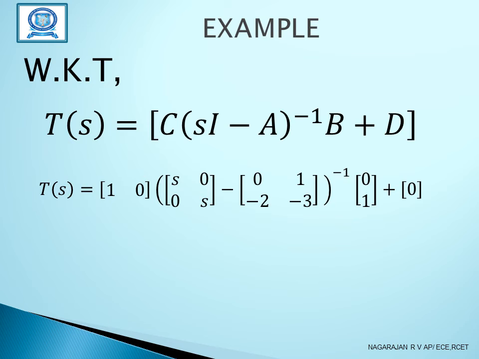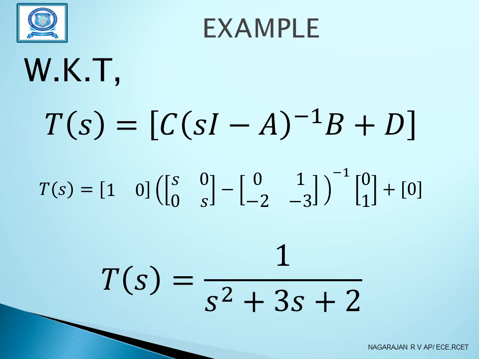When we simplify this equation, we will get the transfer function. So the transfer function T of s is equal to 1 divided by s square plus 3s plus 2. This is the answer of this problem. So now we have converted the state space model to our transfer function model.